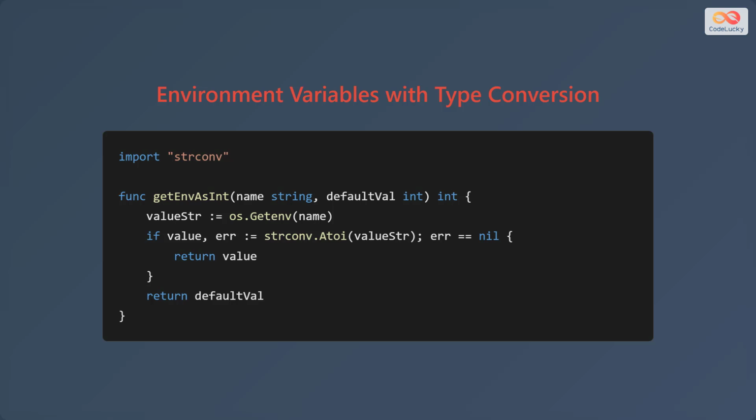Environment variables are always returned as strings, but often we need them as different data types like integers or booleans. Here we see how to handle type conversions safely. The getEnvAsInt function demonstrates converting environment variables to integers. It first retrieves the environment variable as a string, then uses the strconv.Atoi function to convert it to an integer. If the conversion is successful and no error occurs, it returns the converted integer value. If conversion fails, it returns the provided default value. This approach prevents your application from crashing due to invalid environment variable values and ensures type safety throughout your application.